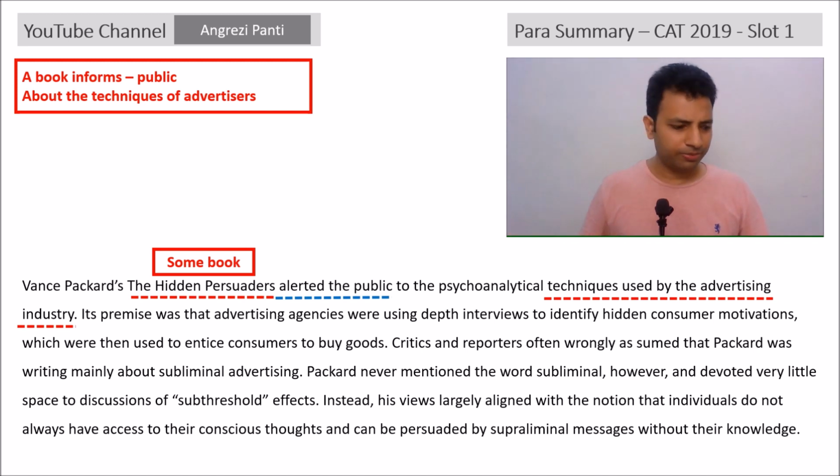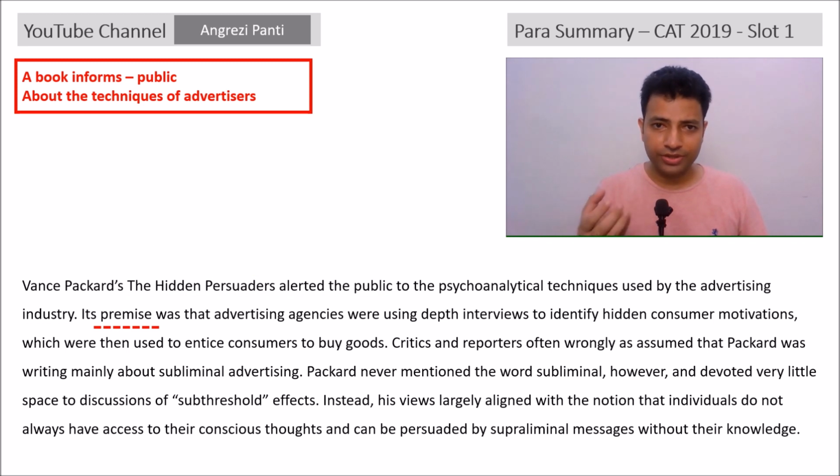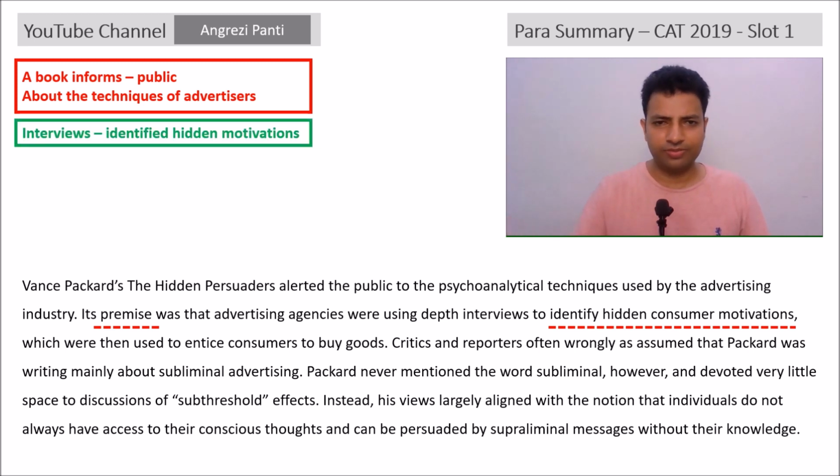That's it, simple. Okay. Its premise, or we can say the main reason upon which the entire argument was resting. So its premise or the main reason was that advertising agencies were using depth interviews to identify hidden consumer motivations. All right. So simply, interviews identified hidden motivations of the consumers. And these motivations were then used to entice consumers to buy goods. So far, we have got 2 points. We have got a book which informs the public about the techniques used by the advertiser and what that technique is, interviewing in depth.